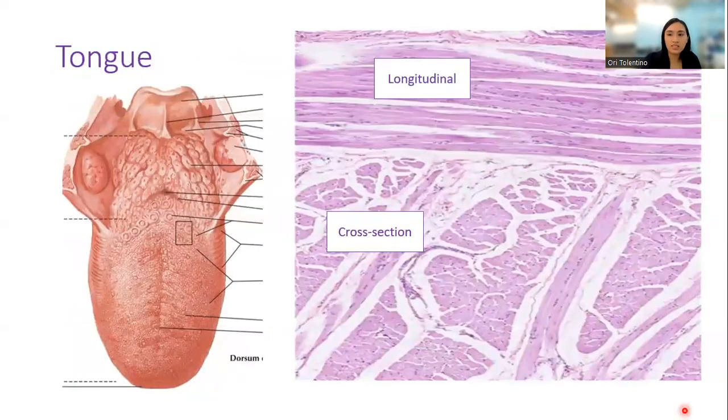The tongue is made up of voluntary skeletal muscles. It has many layers of muscles which are oriented longitudinally or circularly. If you cut this tongue, a cut section reveals muscles oriented longitudinally and transversely. The muscles that are going towards me are cut, so this is the cross section.